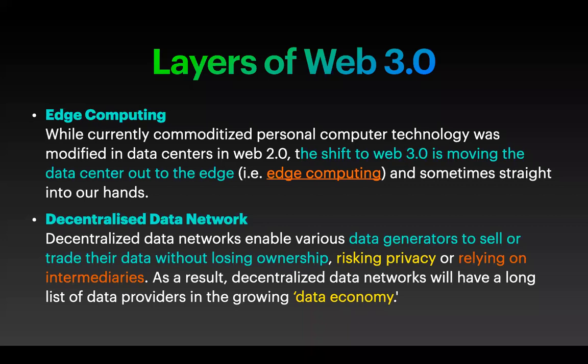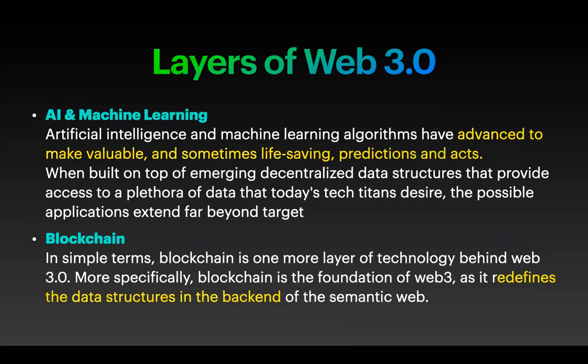One of the reasons for that is the centralized data network. The power of Web 3.0 is decentralizing those things, which decreases the risk to privacy and the reliance on intermediaries. As a result, decentralized data networks will have a long list of data providers in a growing data network, so accessibility will also increase.